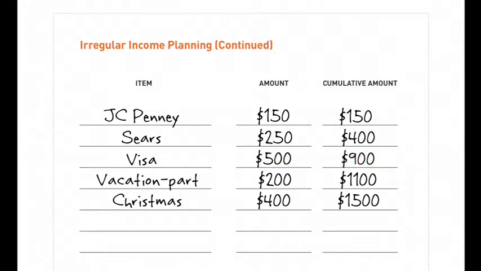Say yes. Plus, now I want to save $200 towards a vacation. $900 plus $200 is $1,100. And then we're going to put some $400 towards Christmas. $1,100 plus $400 is $1,500.